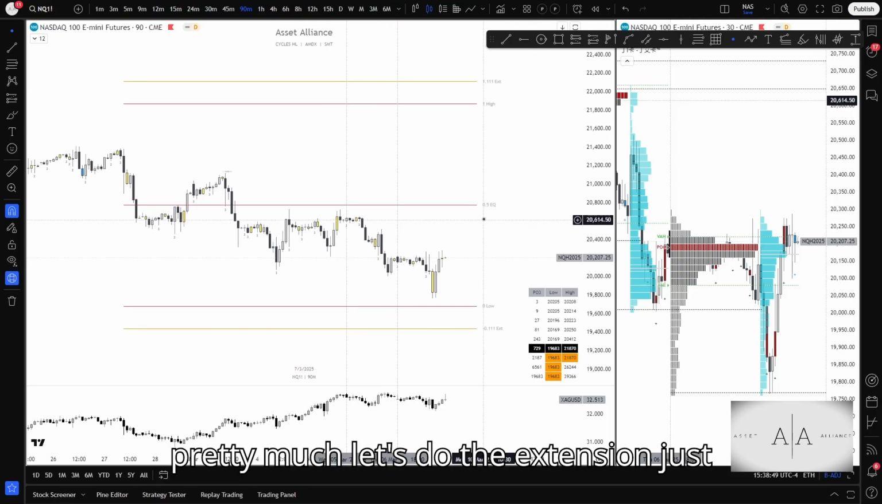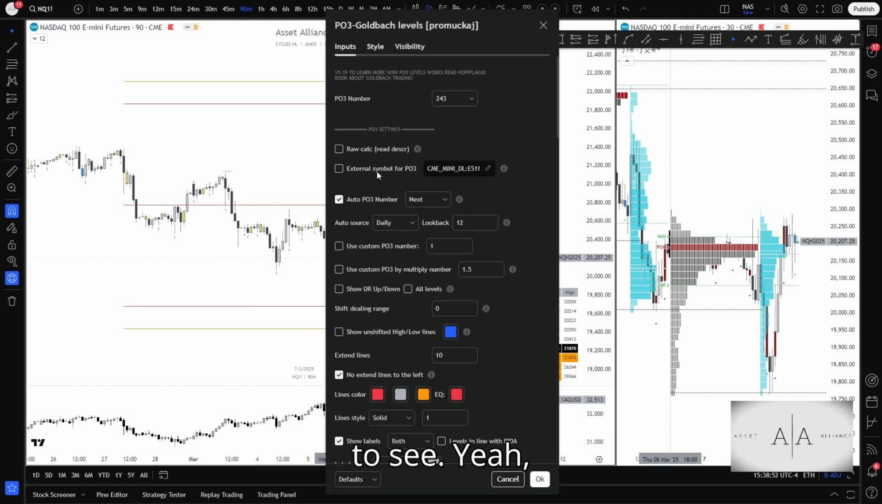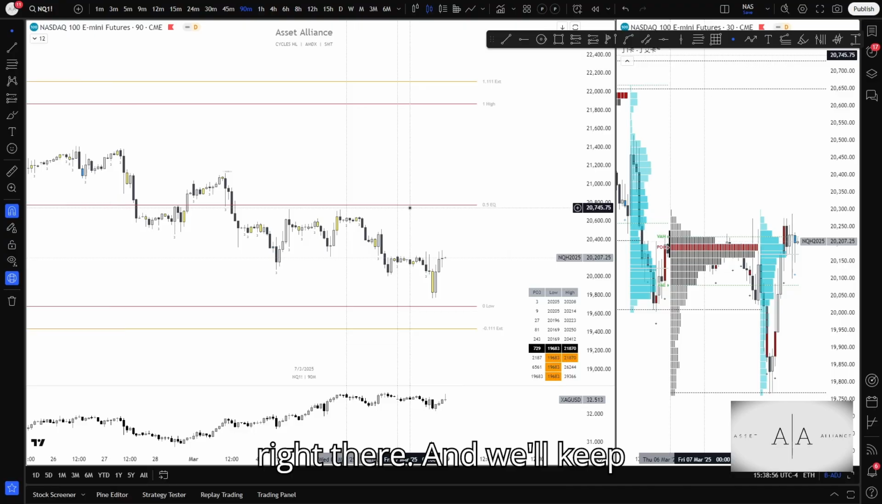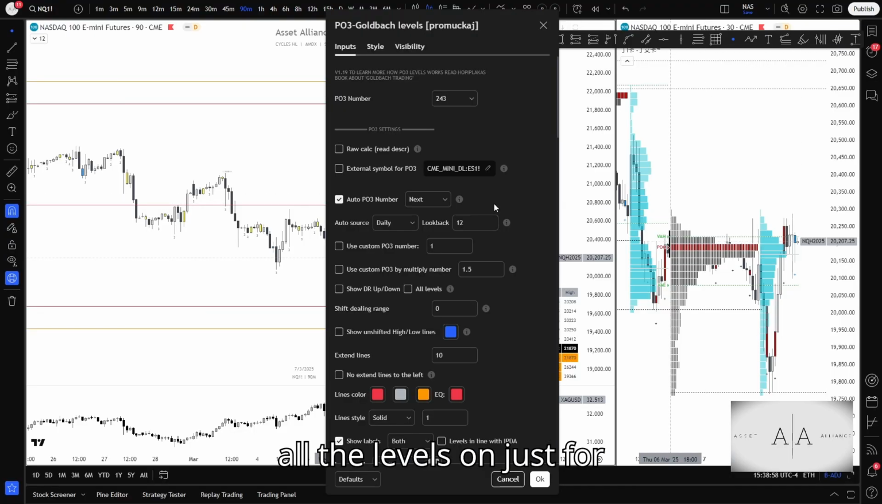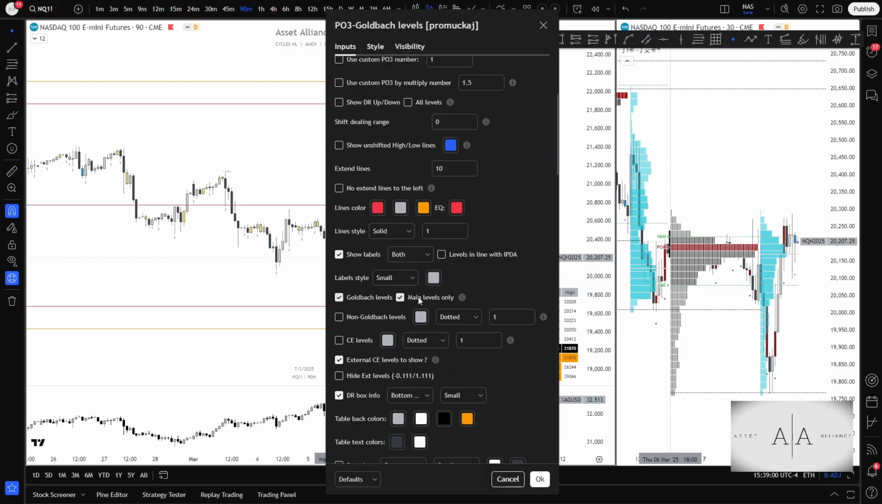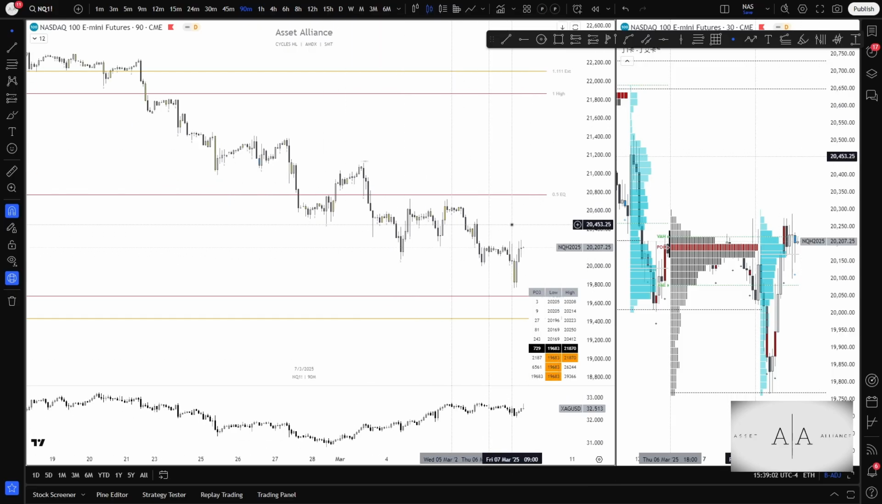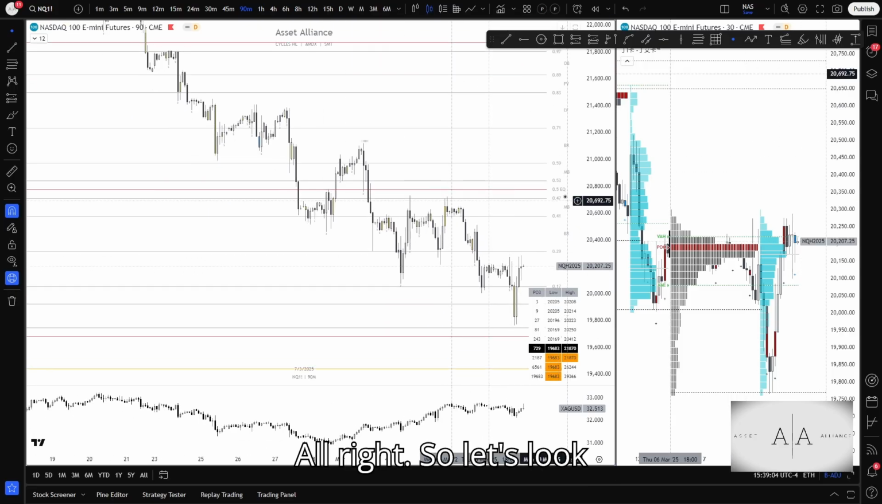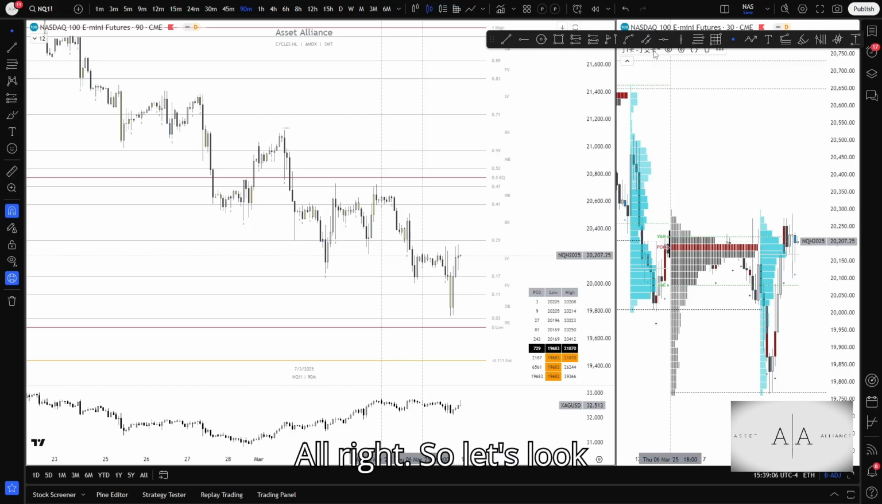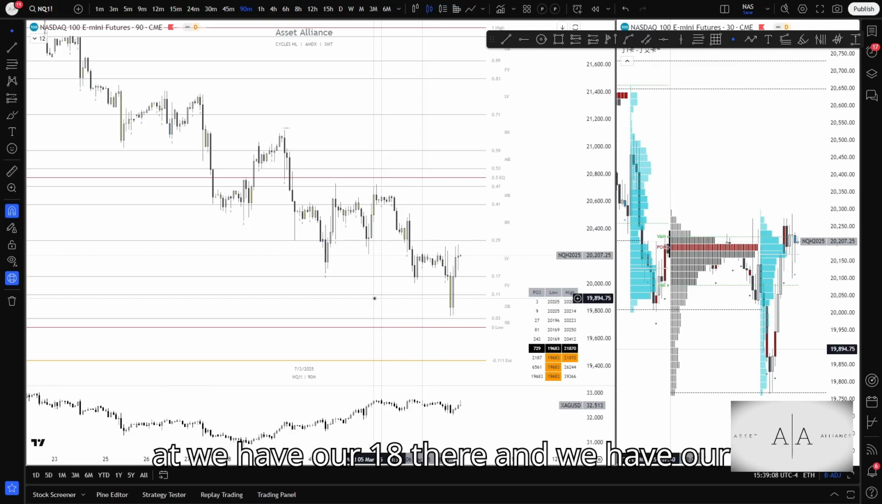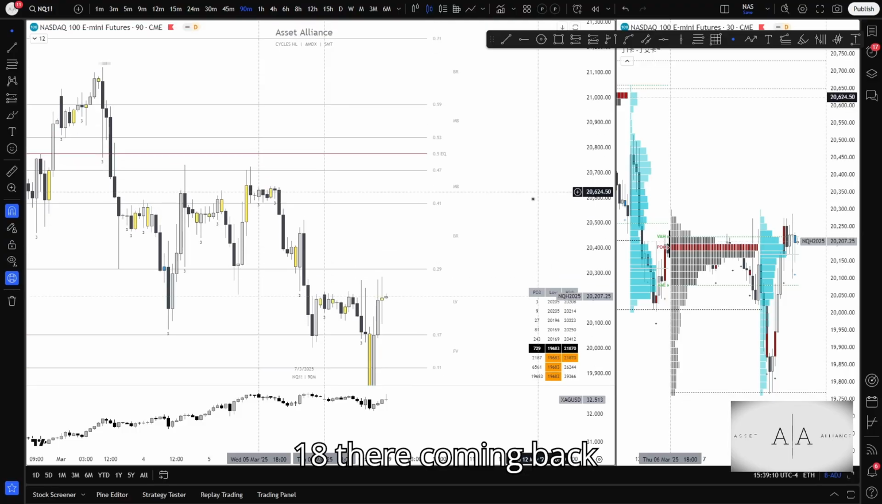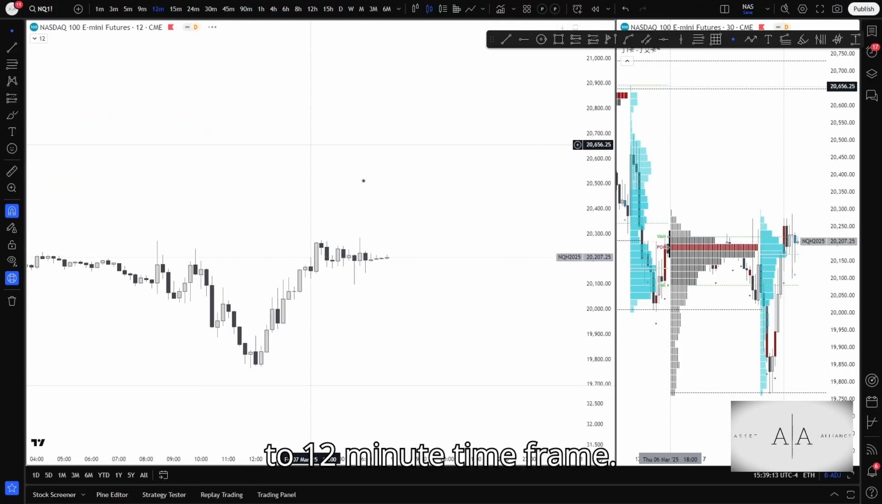So pretty much, let's do the extension just to see. Yeah, right there. And we'll keep all the levels on just for showing purposes. All right. So we have our 18 there and we have our 18 there. Coming back to the 12-minute time frame.